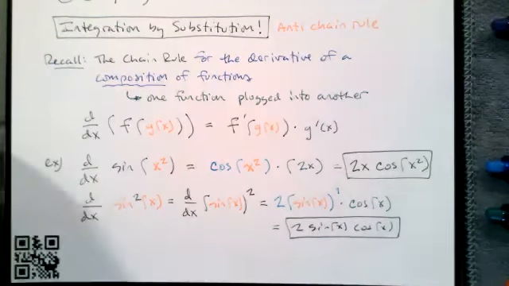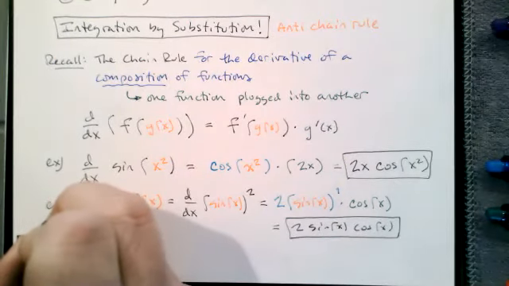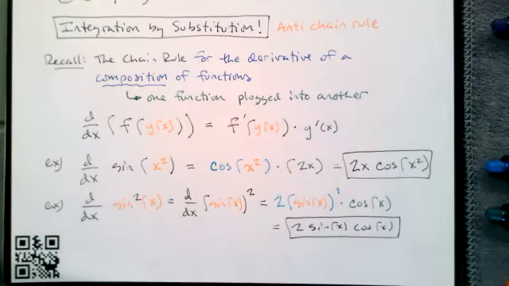Any questions? So the chain rule and a couple of examples. Take the derivative of the outside, leaving the inside alone, then multiply by the derivative of the inside. Any questions?